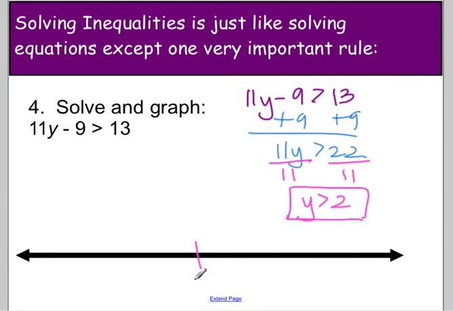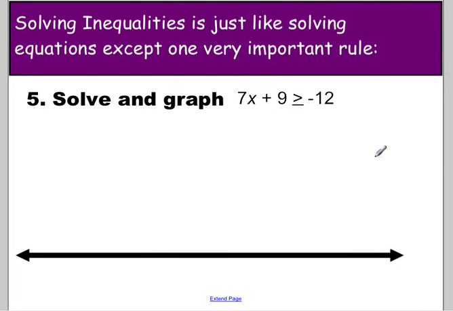And I would just recommend, this is 2, 1. It's greater than, so it is not equal to, so I have an open circle. And then to be bigger than 2, what numbers are greater than 2? Well, 3 is greater than 2, so I shade this way. Okay, so there is example 4.